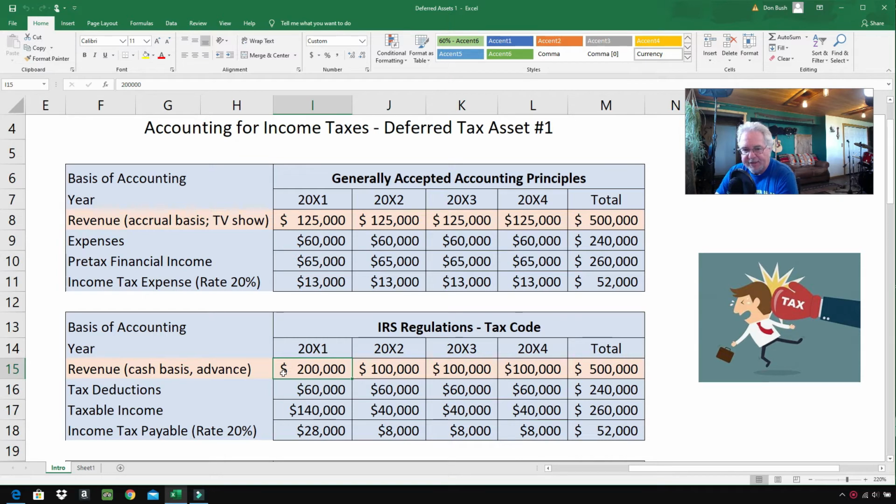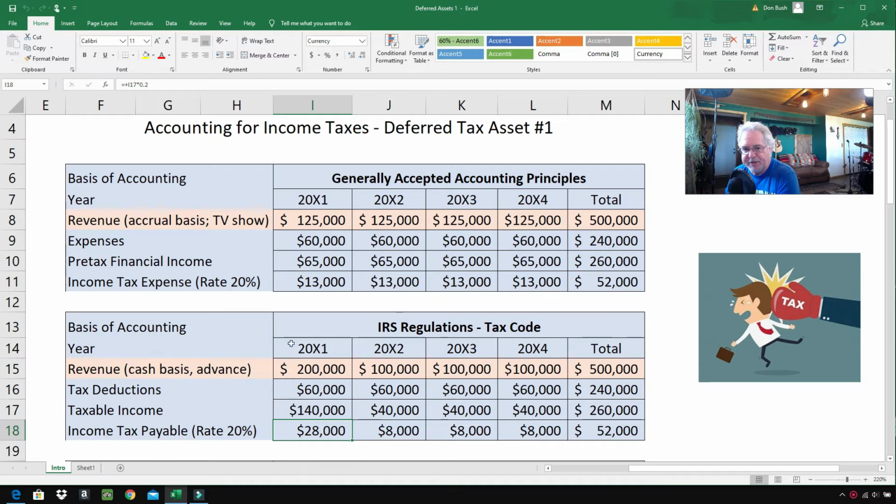The IRS regulations and the tax code, if you're trying to make sense of it, it helps to think that a lot of times the tax code is on a cash basis, because the government feels, when's the best time for you to pay taxes? When you get the money. So when We Get To It Construction, they're getting paid $200,000 right up front. That'll be considered taxable income, and they are going to have a hefty tax bill of $28,000.